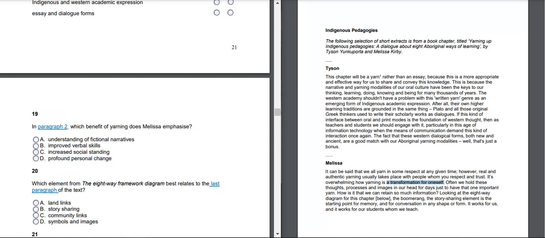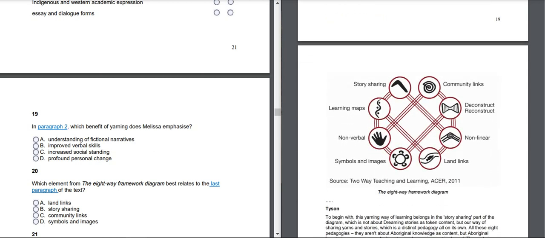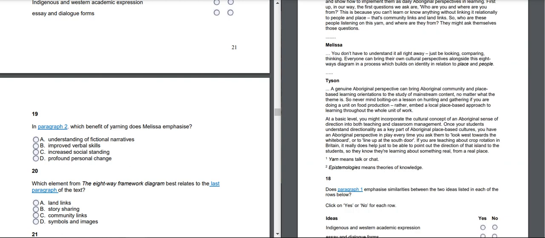And last one for this video. Which element from the 8-way framework best relates to the last paragraph of the text? Again, funny question, because the last paragraph of the text, at a basic level, says: You might incorporate the cultural concept of an Aboriginal sense of direction into both teaching and classroom management. Once your students understand directionality as a key part of Aboriginal place-based cultures, you have an Aboriginal perspective in play every time you ask them to look west towards the whiteboard or to line up at the south door. If you are teaching about crop rotation in Britain, it really does help just to be able to point out the direction of that island to the students so that they know they're learning about something real from a real place. So which element of the 8-way framework diagram best relates to that paragraph?